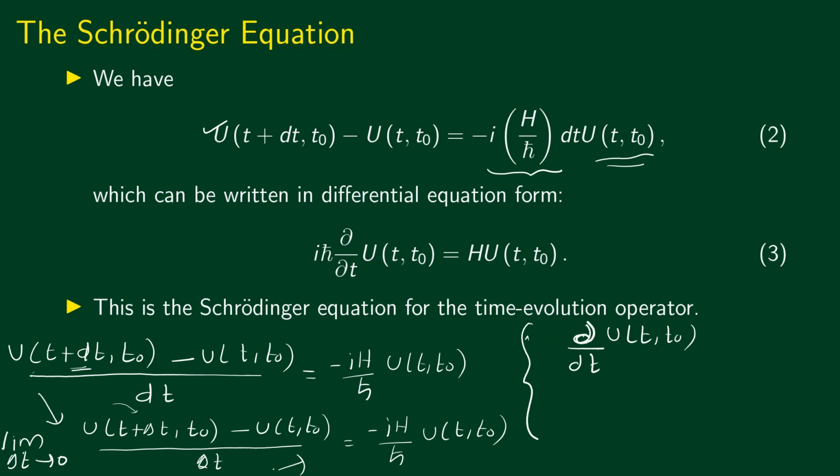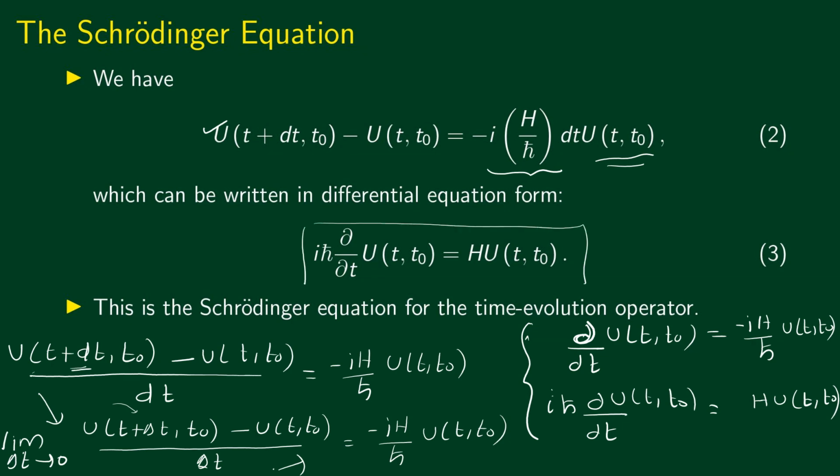So the partial derivative with respect to time of u(t, t0) is equal to, on the right hand side, −iH/ħ u(t, t0). You could multiply on both sides by iħ, and you get iħ partial derivative with respect to time of u, equal to H, the Hamiltonian, multiplied by u(t, t0). So that's the equation that we have here.